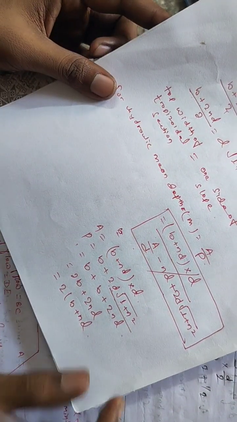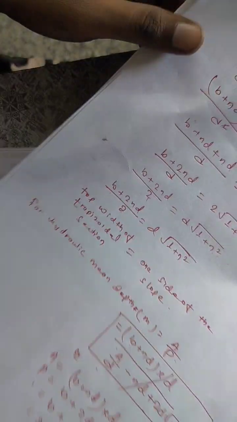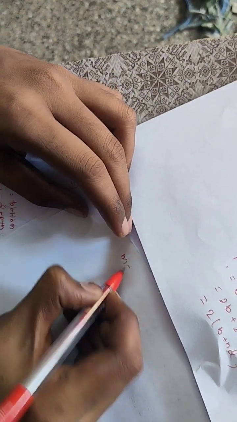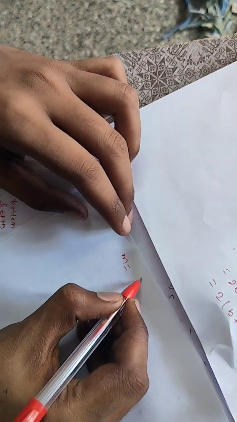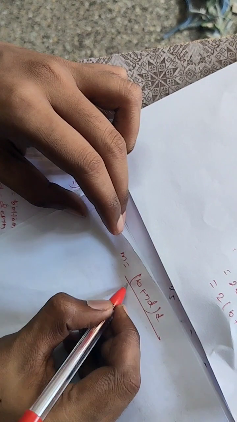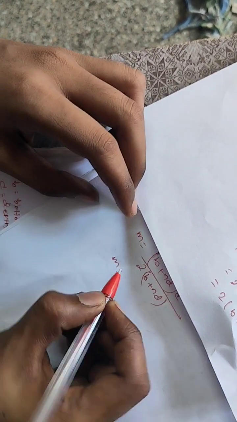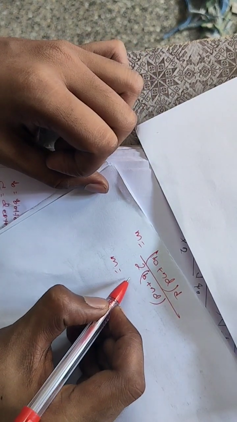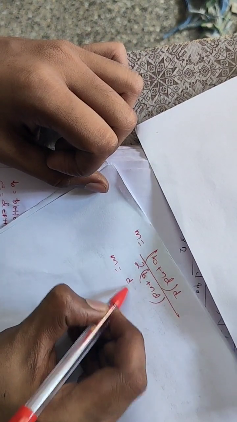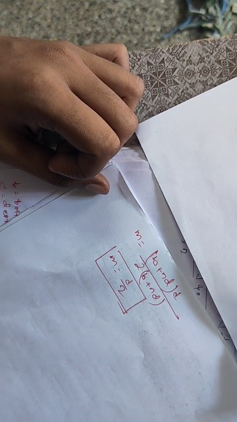Now if you substitute this in the above equation, we will get m equals A, which is B plus nD into D, by 2 times B plus nD. Here we got the hydraulic mean depth as D by 2.